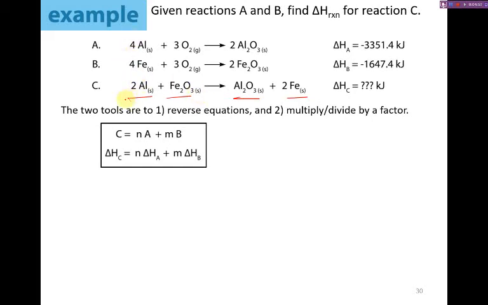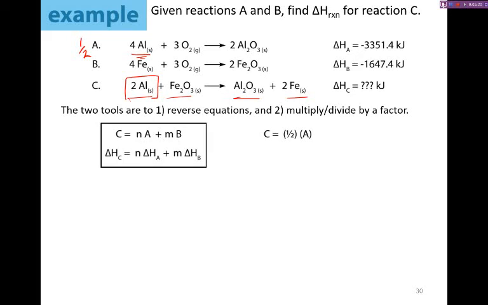So if we just start with this first reactant in the desired reaction, we know we need 2 aluminums. Since aluminum only shows up in one reaction, that makes it a good choice. Notice that trying to balance it, figure out what to do based on oxygen is not going to be a good idea because it shows up in multiple locations. So what we need to do is we need to take and divide reaction A by a half.